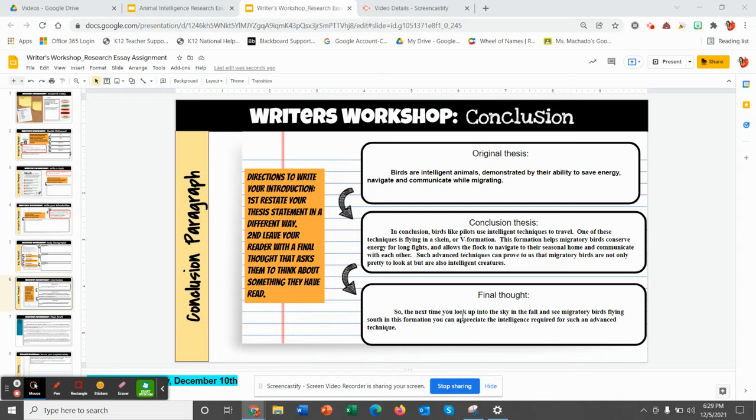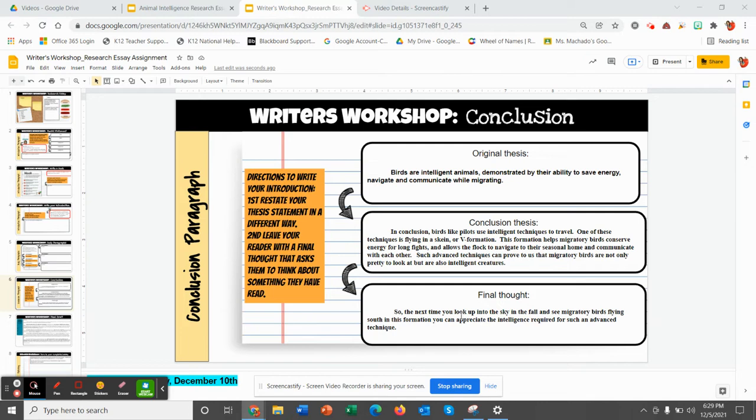Now, to write the conclusion thesis, what we want to do is take our original thesis and write it in a different way. It's going to have some of the same ideas. It should definitely have mentioned the three subtopics from the original thesis, but we're going to talk about them in a different way. We're going to reword it.